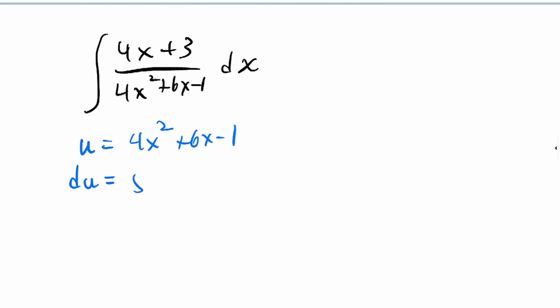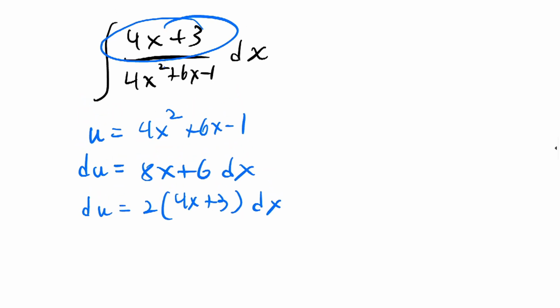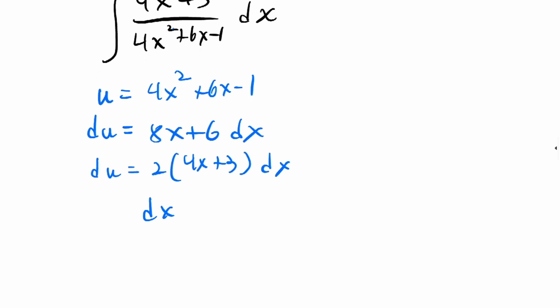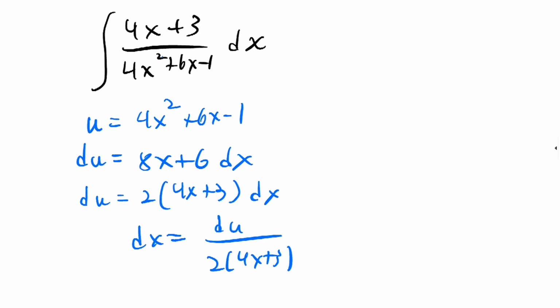So du is just (8x + 6) dx. But wait, that doesn't really look like 4x + 3, or does it? Because for du, let's factor out 2, and what we're going to notice is that we just have 2 times (4x + 3) dx, and that's exactly what we're looking for. This is what we're going to be able to cancel out. If we solve for dx, we get du over 2(4x + 3).